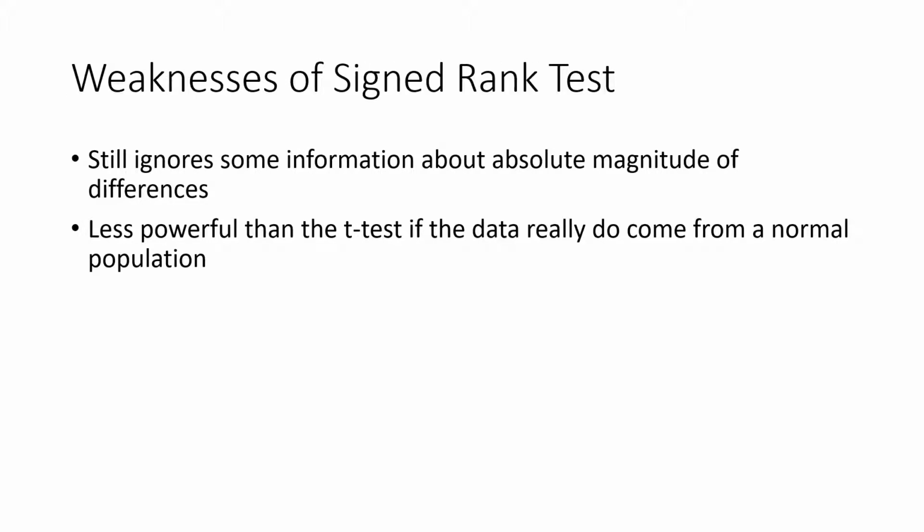Some weaknesses: it does still ignore some information about the absolute magnitude of the differences, but by including the ranks, at least it includes more information. But because it does still include some information, it is less powerful than the t-test if the data really do come from a normal population. So you will sacrifice some power if the data are in fact normal. So you don't want to use this all the time. You want to use it when the conditions aren't met.